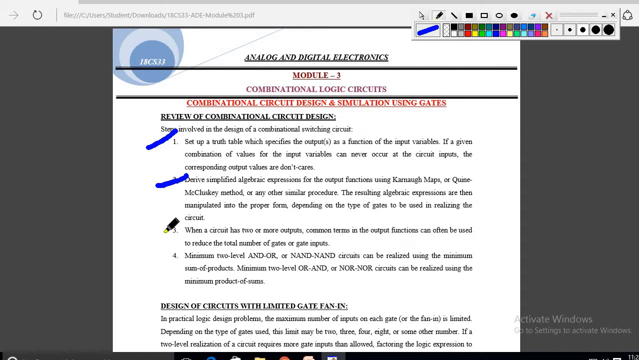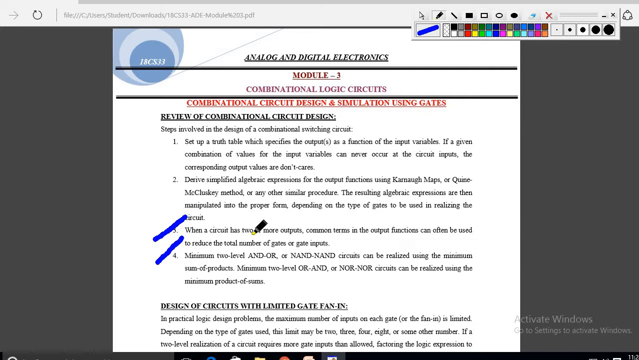The next point is when the circuit has two or more outputs, the common terms in the output functions can often be used to reduce the total number of gates or gate inputs. And the last step is that a minimum two-level AND-OR and NAND circuit can be realized using the minimum sum of products, and a minimum two-level OR-AND and NOR circuit can be realized using the minimum product of sums.